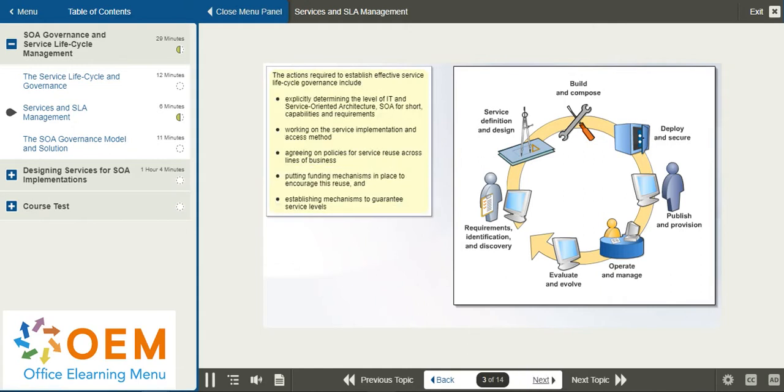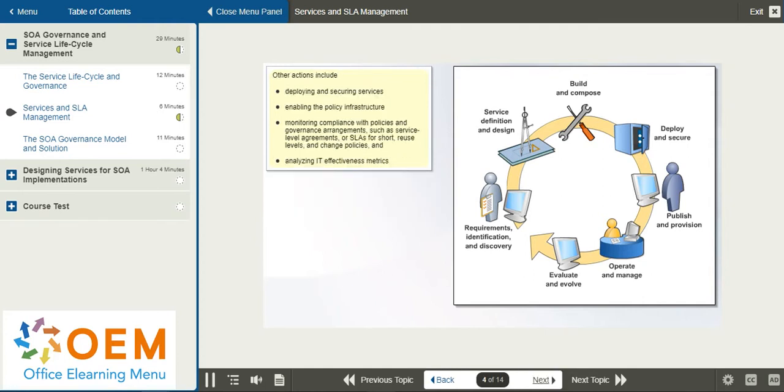The actions required to establish effective service lifecycle governance include explicitly determining the level of IT and service-oriented architecture, SOA for short, capabilities and requirements, working on the service implementation and access method, agreeing on policies for service reuse across lines of business, putting funding mechanisms in place to encourage this reuse, and establishing mechanisms to guarantee service levels.